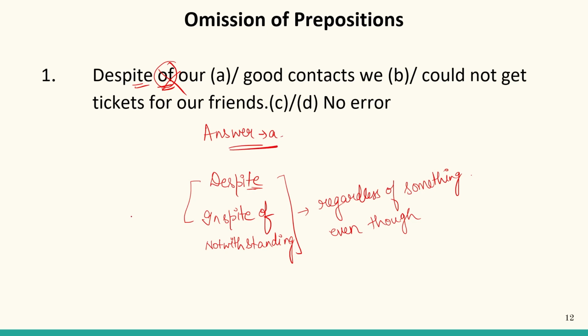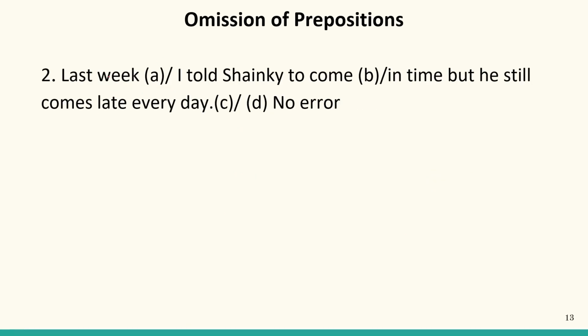Now what is the correct sentence? Despite our good contacts, we could not get tickets for our friends. Though we have good contacts, we could not get tickets for our friends. Now in the next sentence, we have: last week I told Shanky to come in time, but he still comes late every day.